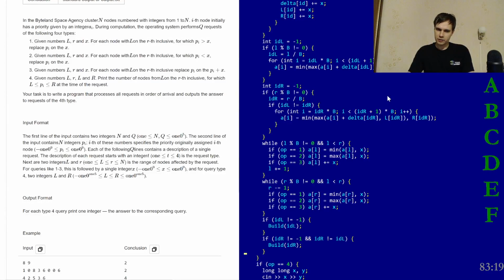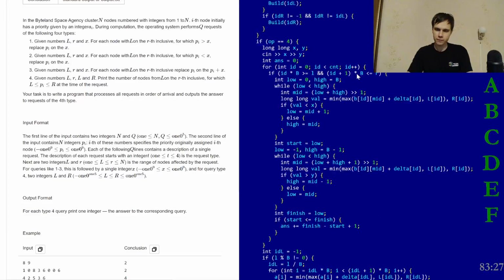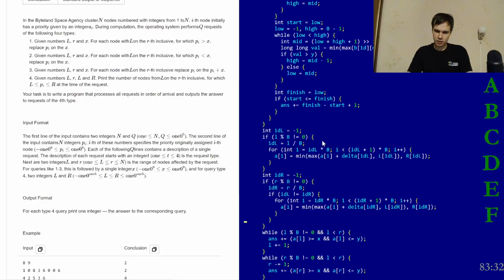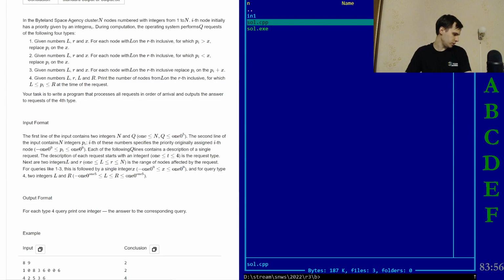We build the sorted order for both of these blocks, left and right. Yeah, and then for the query, we basically do the same. For the not full parts, we just count, and for the full parts, we can do binary search on our sorted order to find the first and the last, like the range of values which belong to the segment we want to find. So yeah, that was it for problem B.